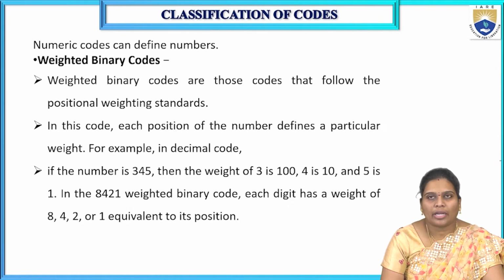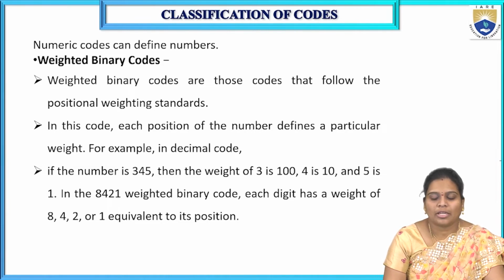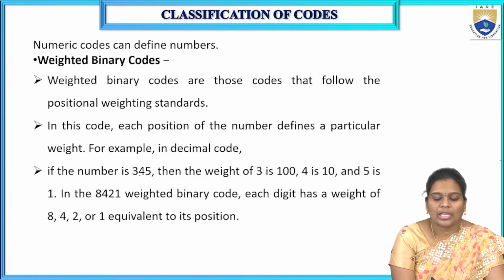What is weighted binary code? In the weighted binary codes, the codes depend on the position of that particular weight. So that is called the weighted binary codes. Generally we take any number, that number is in the decimal number system. Here we are taking one example, that is 3, 4, 5. Each and every bit depends on the weight of that position.